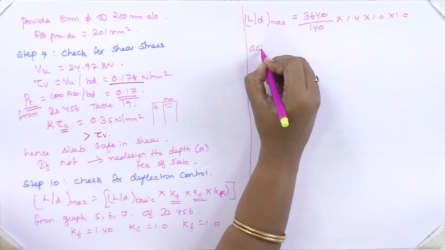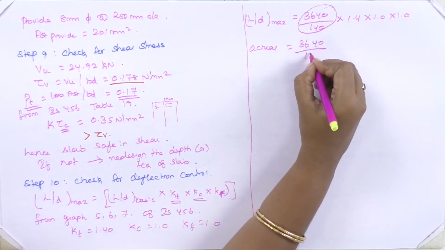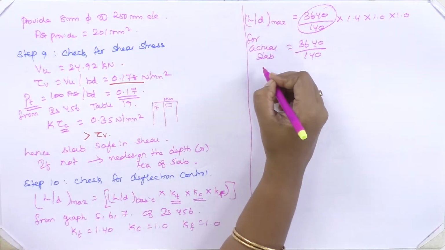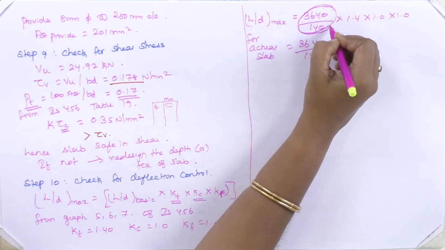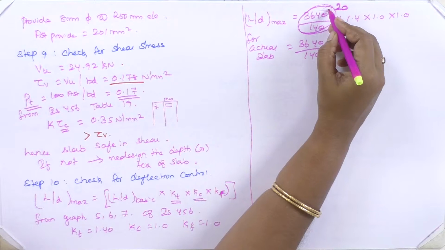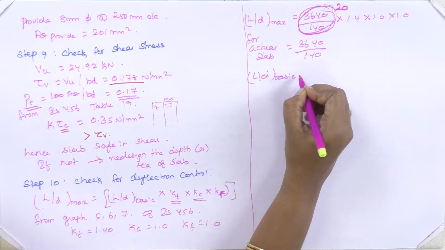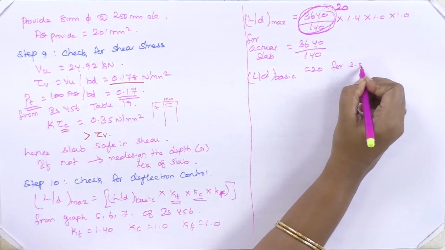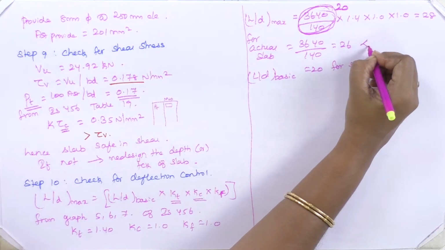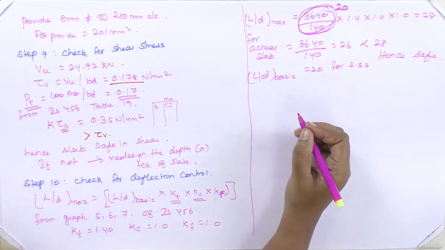So the actual is this, that is 3640 divided by 140, which is the actual for the slab. For the actual slab I have this 120, but for basic, for the simply supported case, it is 20. Don't put the actual value over here. L by D basic is equal to 20 for simply supported. So I'll get around 28. The actual is around 26, which is less than 28. Hence, safe under deflection control.